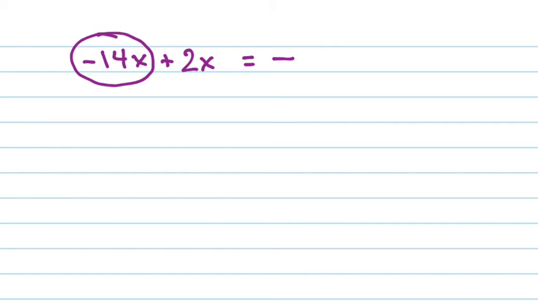Subtract them. Add them? No, subtract. The signs are different, right? Subtract. So 14 minus 2 makes what? 12. And negative what? X. And of course, they're both x terms, so we can't lose our variable. So make sure you put that in. So our completed answer is negative 12x.